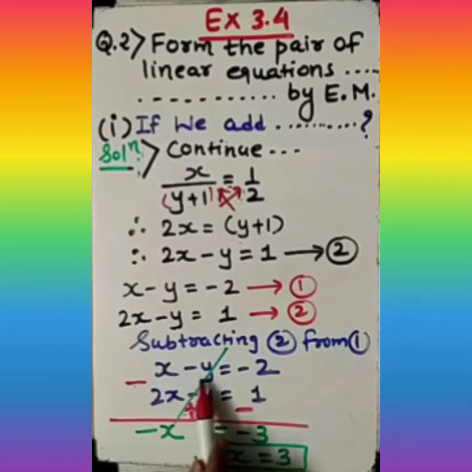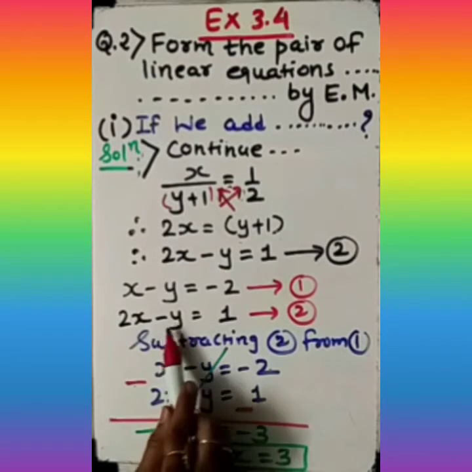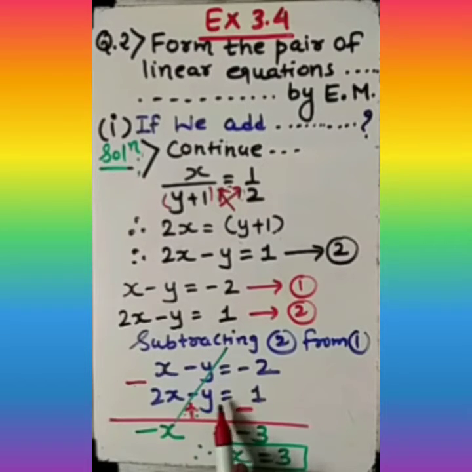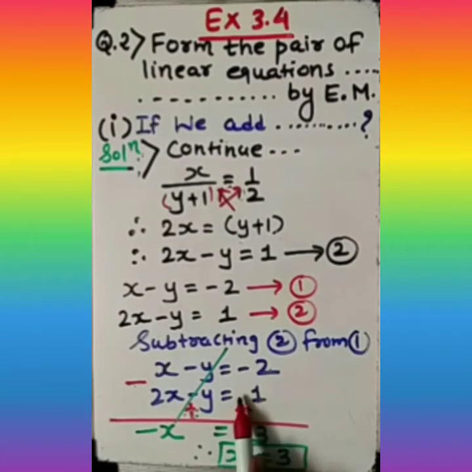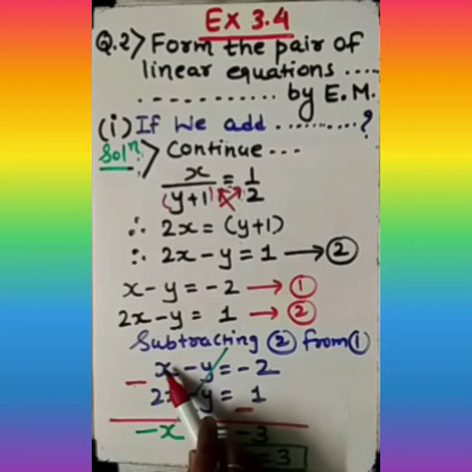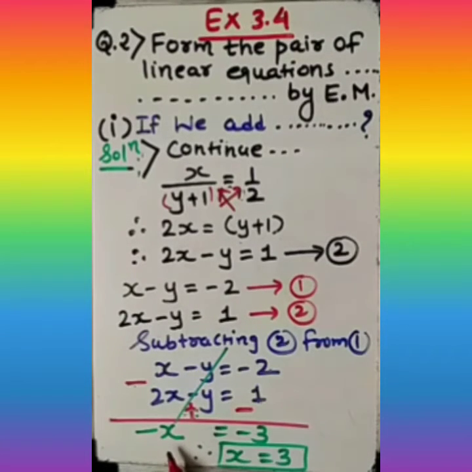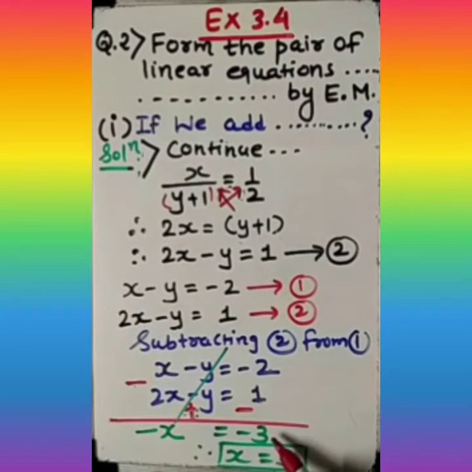So x minus y equal to minus 2. Here it will be 2x, and this minus y will be considered minus y equal to 1. Now as we are subtracting, here minus is there, so we need to write plus here, and this is in plus, so we need to write minus here. Clear? So this will be cancelled. So x minus 2x will be minus x, and minus 2 minus 1 will be minus 3. So x equal to 3, minus minus cancelled. Okay.